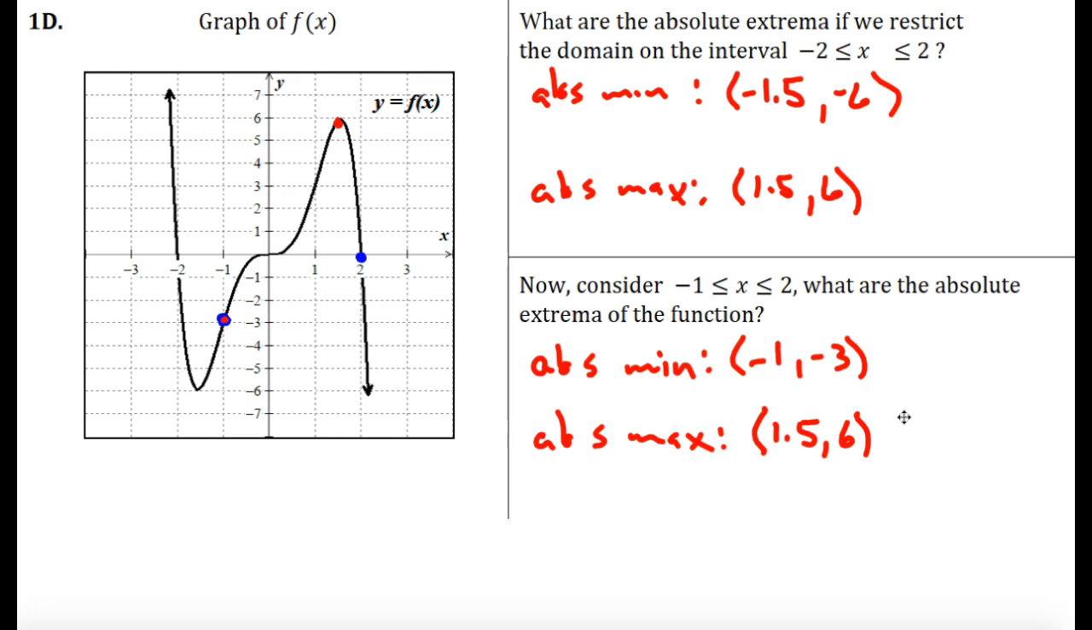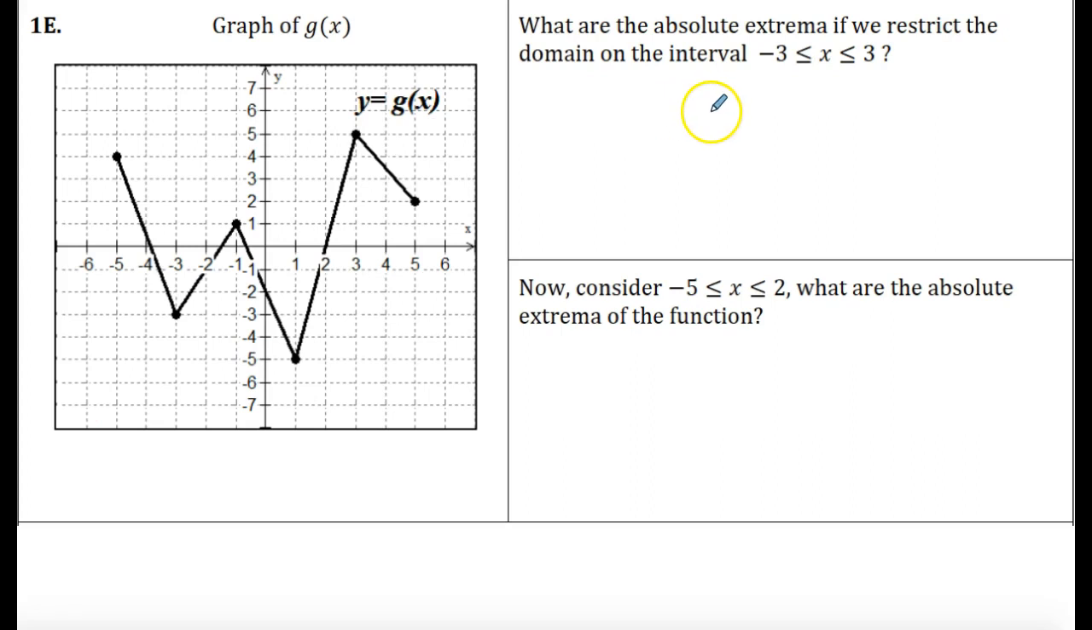All right, so I want you guys to take a minute and try the next graph. Okay, see if you can come up with the absolute extrema if we're just looking at the graph from -3 to 3, and if we're just looking at the graph from -5 to 2.